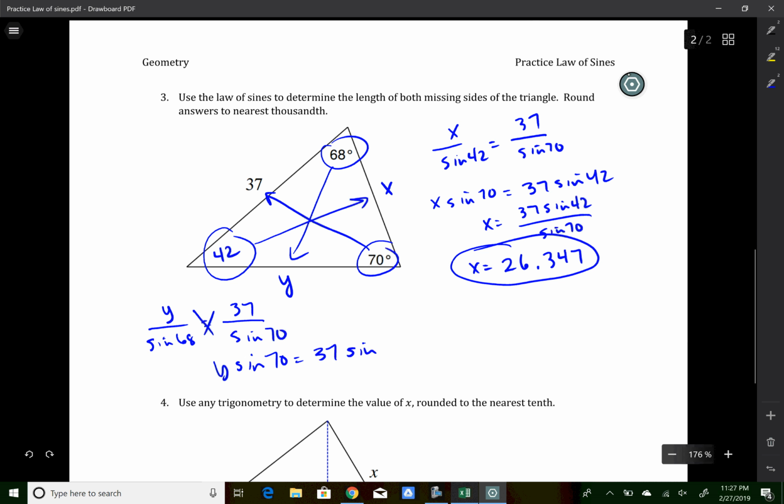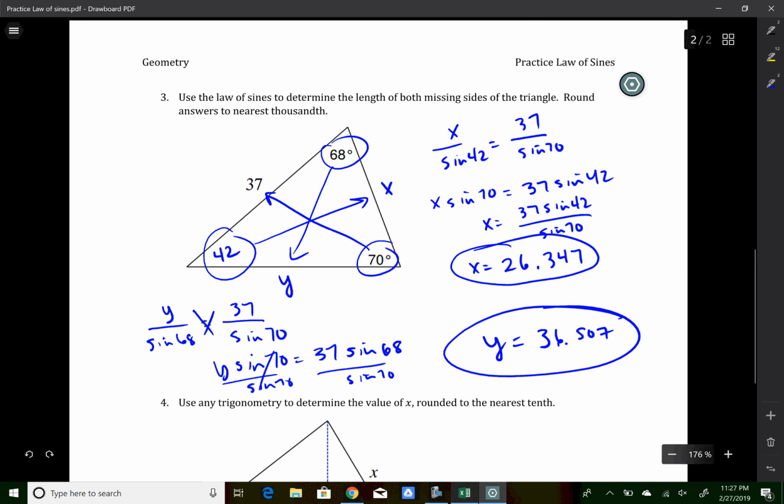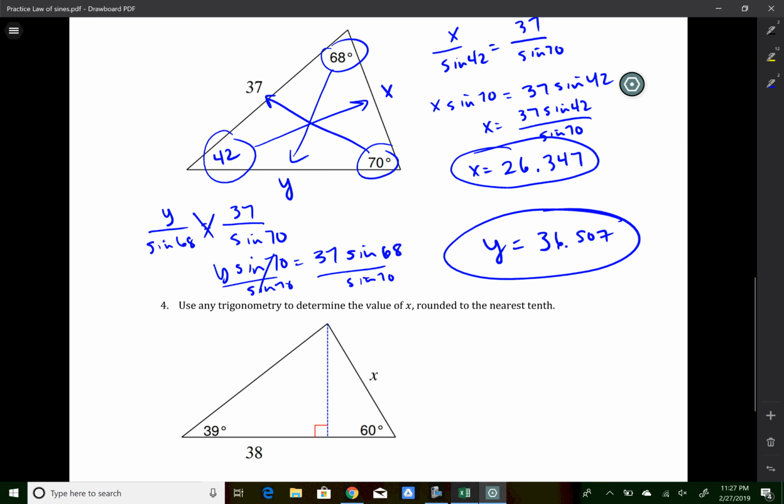So if we do some cross multiplication and some division by the sine of 70, we get a y value of whatever that comes out to be in our calculator. And again, nearest thousandth, so 3 decimal places, 36.507. Not too bad. All right, let's take a look at the last one.